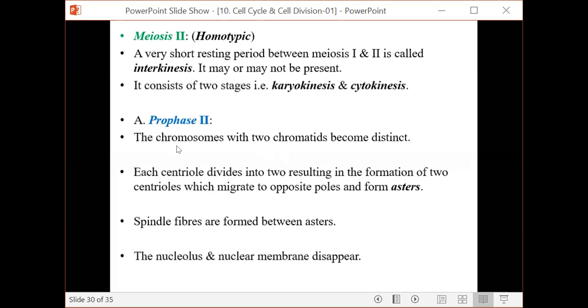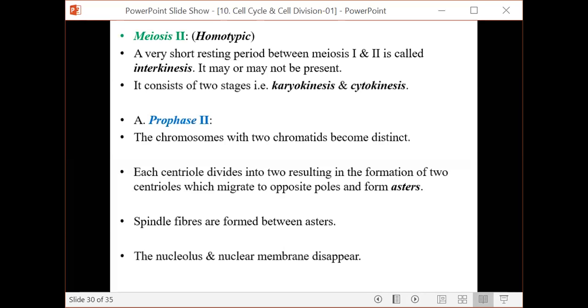This phase, prophase two, is quite similar to the prophase of mitosis. The difference is that here the centriole is dividing and forming two centrioles. Generally, the duplicated centriole formation occurs in interphase. But since interphase is not there between meiosis one and meiosis two, the centriole replicates within prophase two of meiosis two. Rest all is very similar to the prophase of mitosis. Any questions, any doubt till here? Anyone want me to explain this part again?